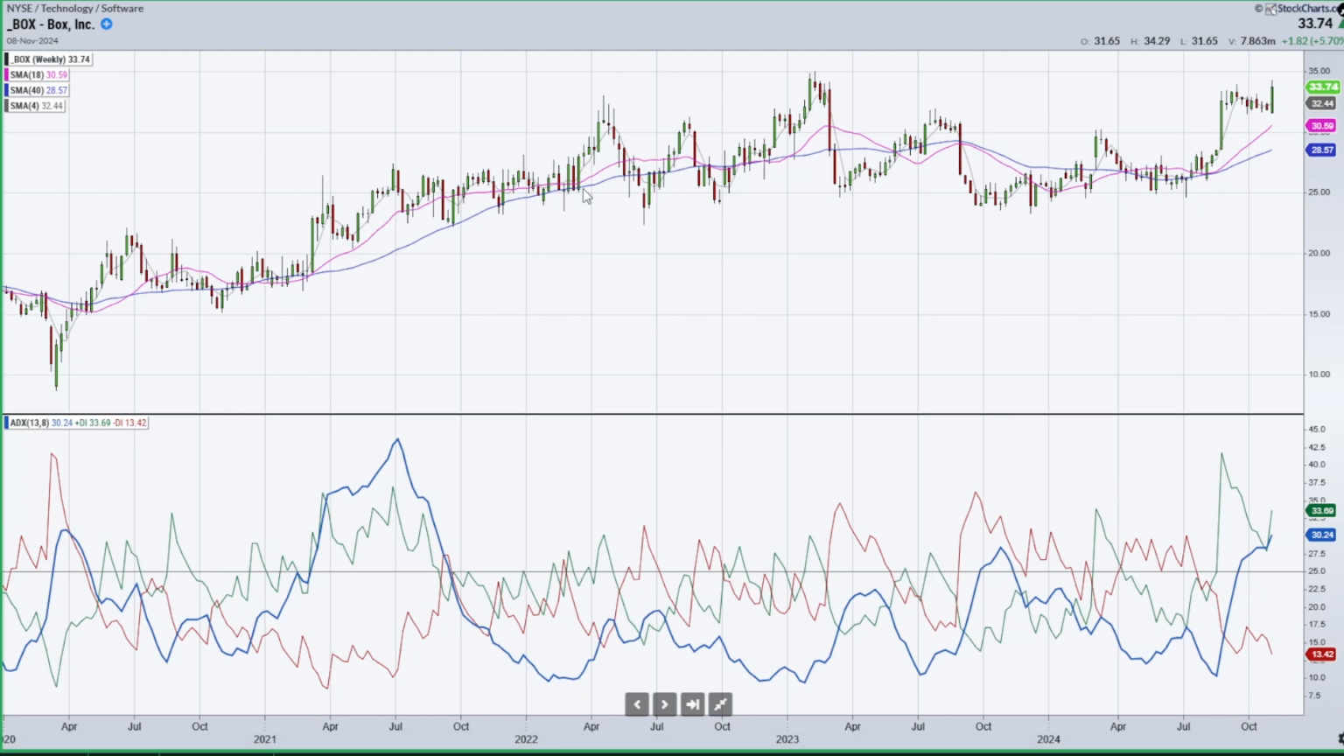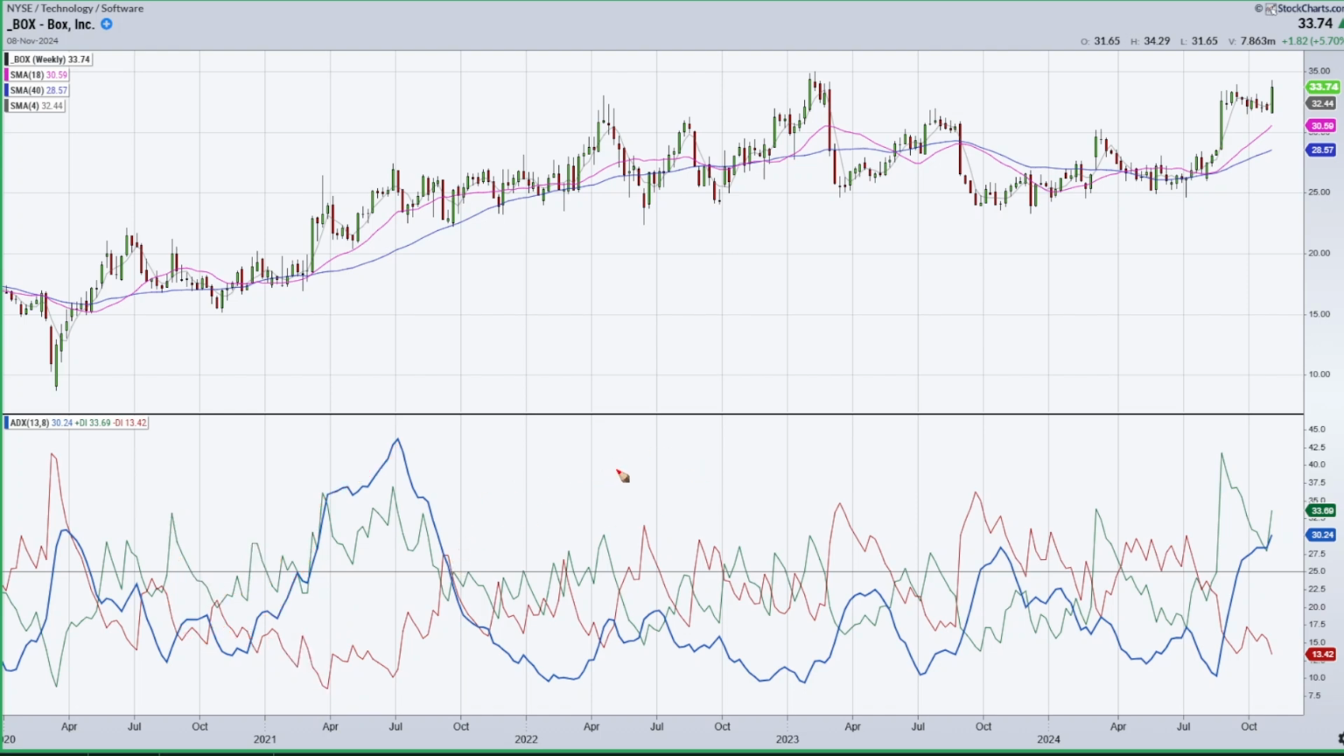I'm looking at the weekly chart of BOX, Box Inc., and I've got my moving averages up with the price action. And in the bottom, I've taken everything off except the ADX along with the DI lines. All right. The blue line is the ADX line, and the green line is the positive DI, positive directional index, and the red is the negative DI, or the negative directional index.